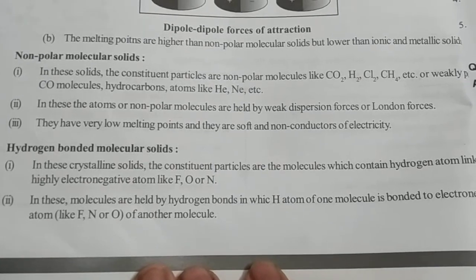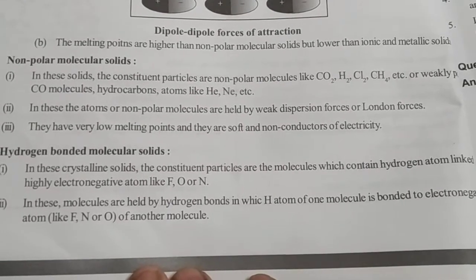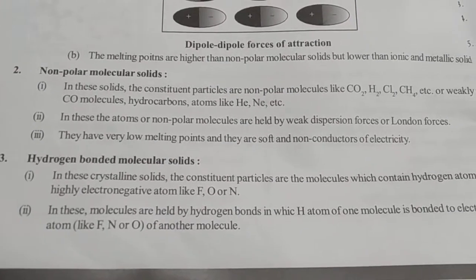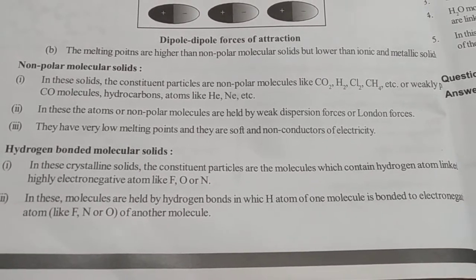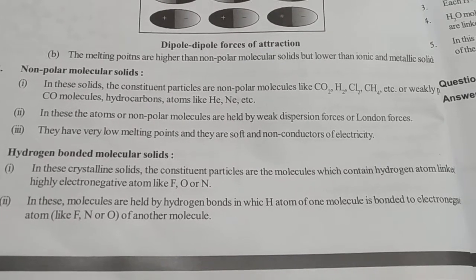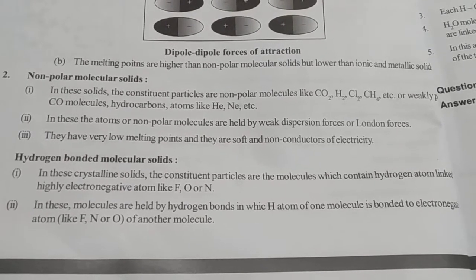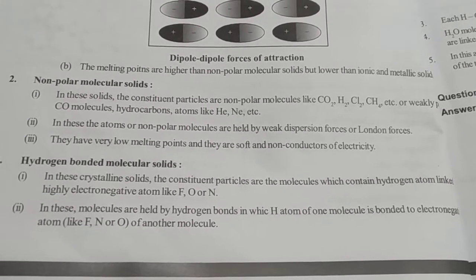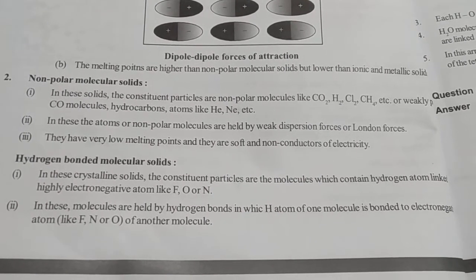Third is hydrogen bonded molecular solids. In this crystalline solid, the constituent particles are molecules which contain a hydrogen atom linked to a highly electronegative atom like fluorine, oxygen or nitrogen. These molecules are held by hydrogen bonds in which the hydrogen atom of one molecule is bonded to the electronegative atom fluorine, nitrogen or oxygen of another molecule. So in which molecules does hydrogen bonding take place? The molecules having fluorine, nitrogen or oxygen. Only these three atoms make hydrogen bonds with hydrogen.